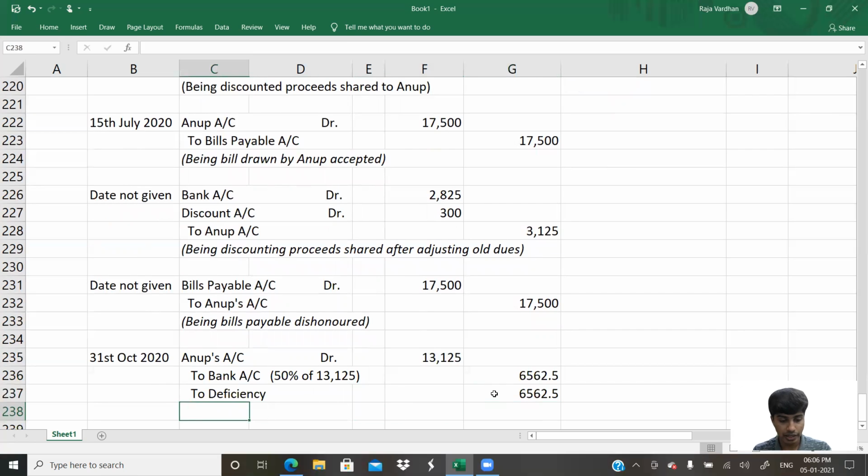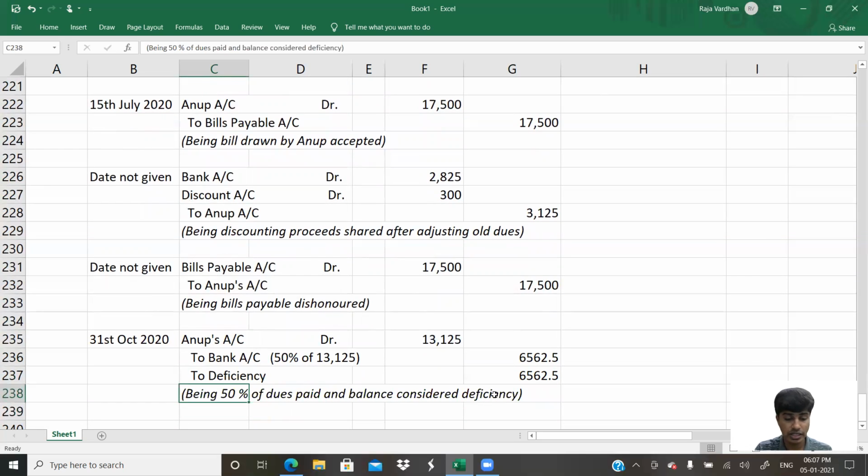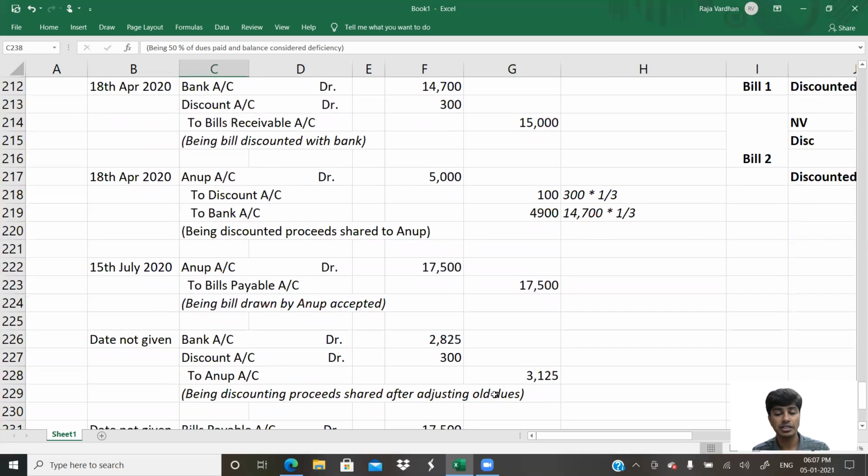Okay, I'll write the narration. I told I'll not write, but I ended up typing narration for everything. Being amount settled. Being 50% of the money received. Okay, being 50% of dues paid and balance considered deficiency. You guys get that? That's it. We're done with the answer.